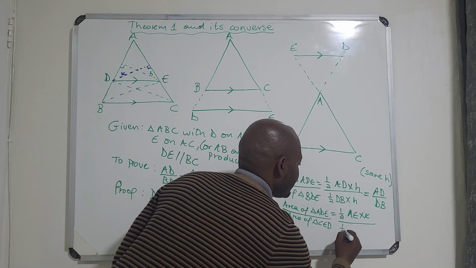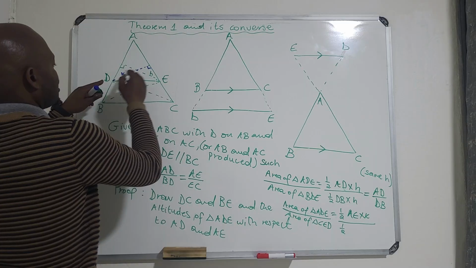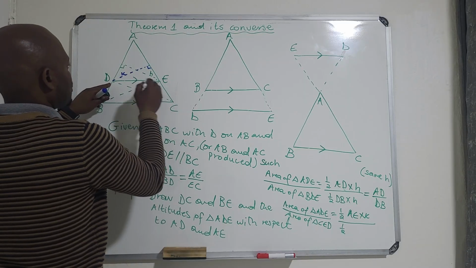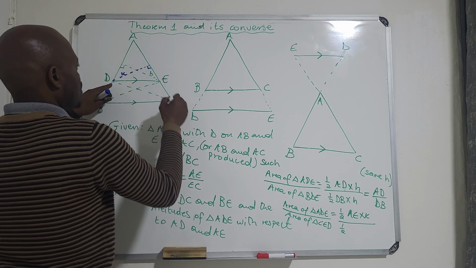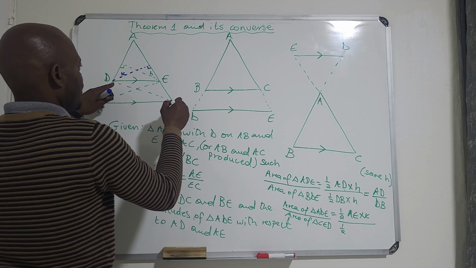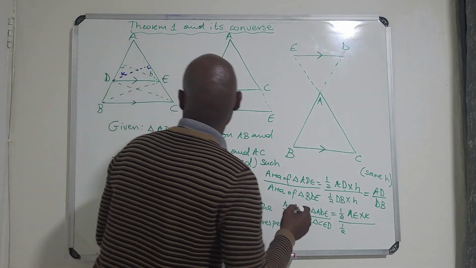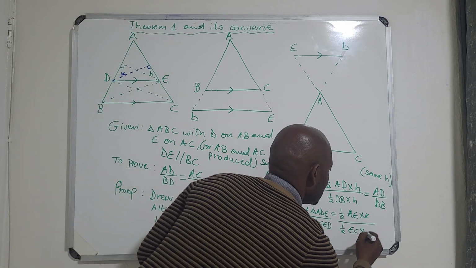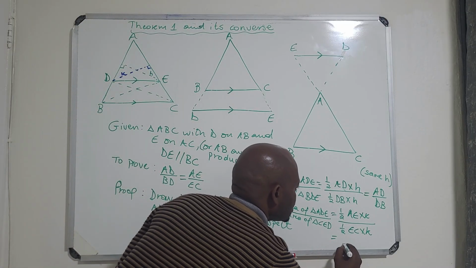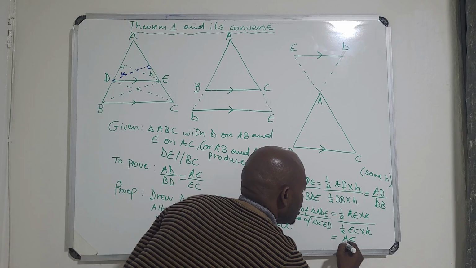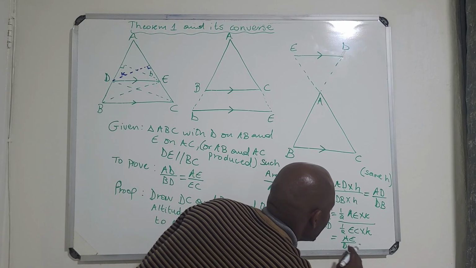which is half. Our base, obviously, there's our height. This is an obtuse angle triangle. We construct the height outside. There's our base EC there. Therefore, the area is half base times height. So EC times K, which is going to be equal to AE over EC.